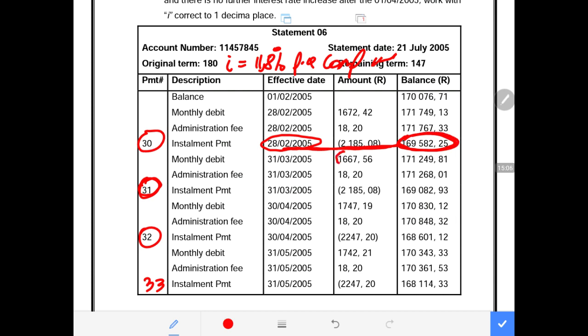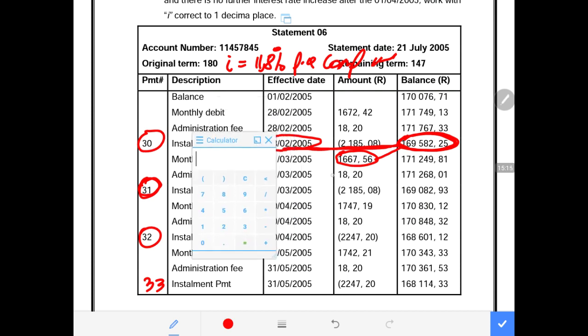What does that mean? That means this interest was calculated from the opening balance, or the closing balance of the previous month. Meaning now, if we also want to calculate interest for the same month of March, it will definitely be the same as that, 11.8%. But let us verify that one also. It is 1667.56 divided by 169,582.25 equals, we multiply this by 12 equals, we multiply this by 100, we get the same 11.8% per annum compounded monthly.